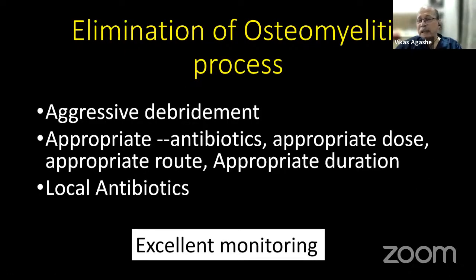If I have to eliminate the osteomyelitic process, I have to be very, very aggressive as far as debridement is concerned. And of course, antibiotics, local antibiotics, everything needs to be checked, and excellent monitoring, which was probably not there. Maybe at 4 months I could have done an MRI. But what happens is, up to the first 4 months, generally the reactionary changes in MRI confuse you.